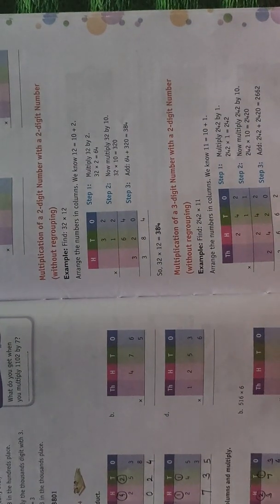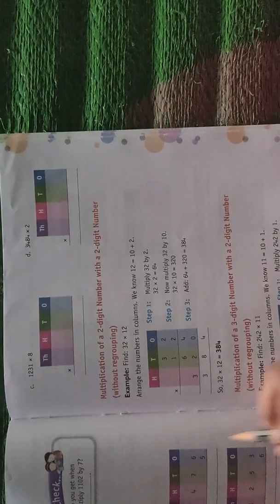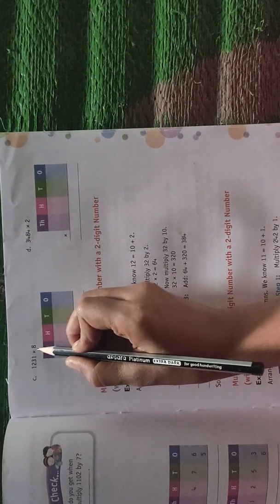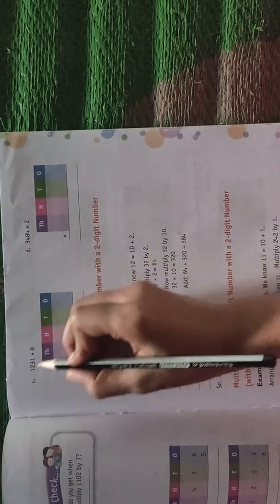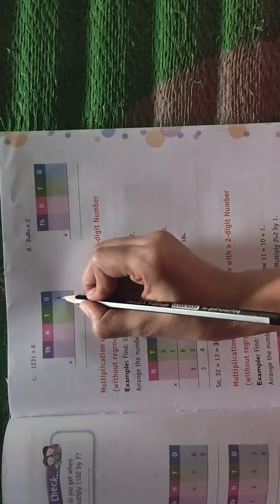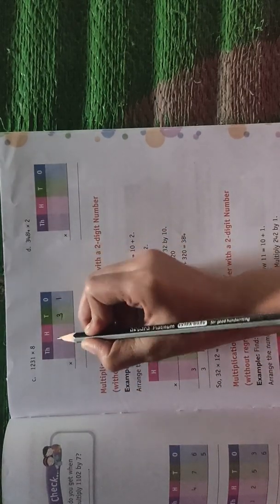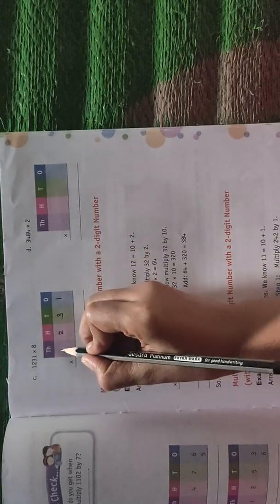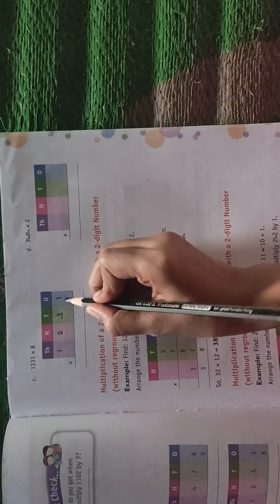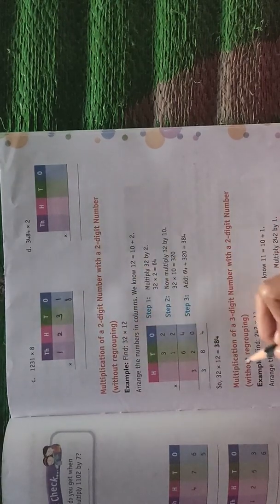B you will try to solve. I'll take C1. 1231 multiplied by 8. So let's first arrange in the given columns. 1 is in the 1s, 3 is in the 10s, 2 is in the 100s, 1 is in the 1000s, multiplied by 8. As 8 is a one-digit number, we'll write it in the 1's column.